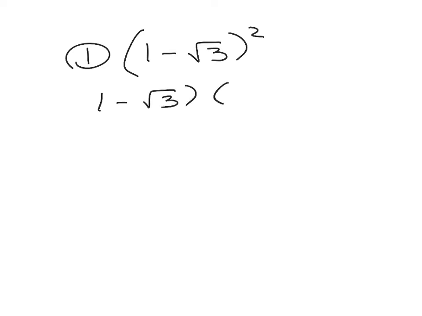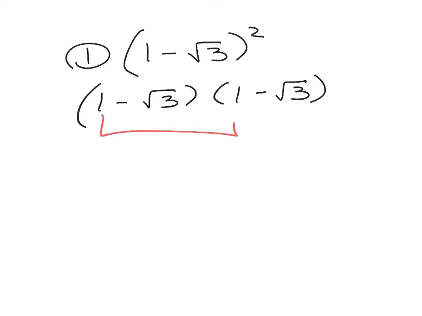So I have 1 minus the square root of 3, squared. So I want you to simplify this. So remember, when you see that exponent of 2, we're going to write it twice, and we're foiling here. So again, I'm foiling here.